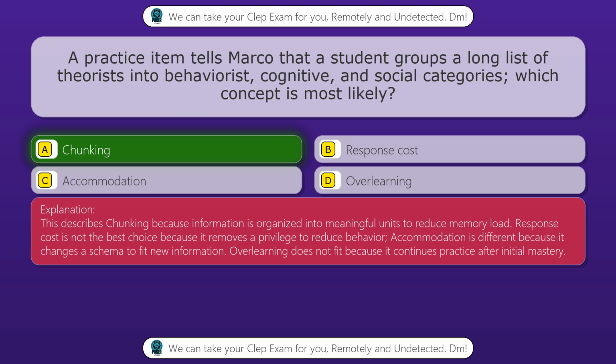This describes chunking because information is organized into meaningful units to reduce memory load. Response cost is not the best choice because it removes a privilege to reduce behavior. Accommodation is different because it changes a schema to fit new information. Overlearning does not fit because it continues practice after initial mastery.